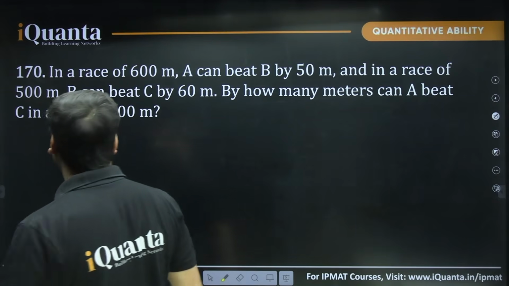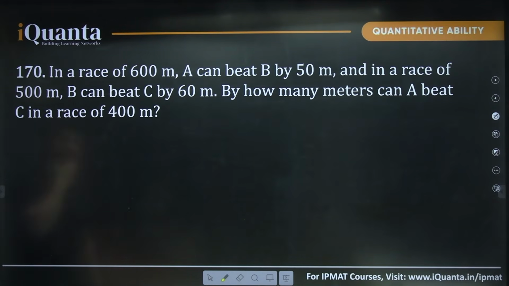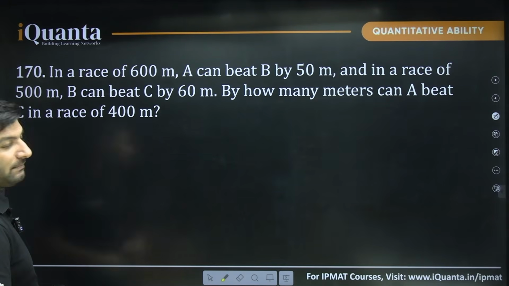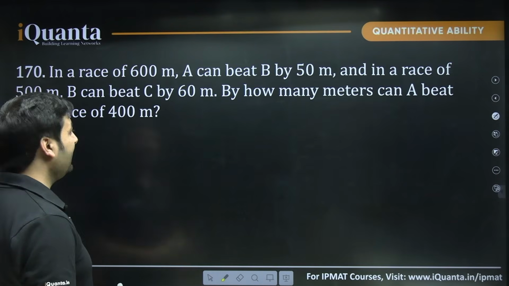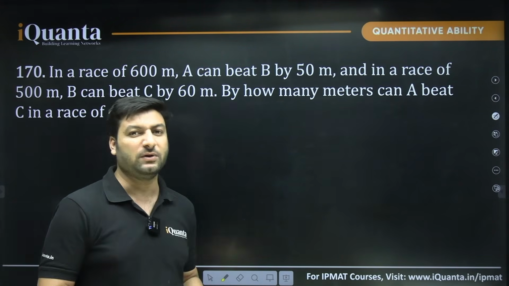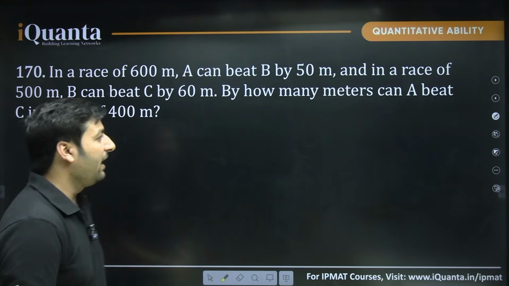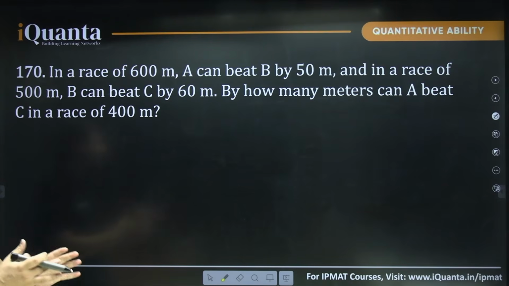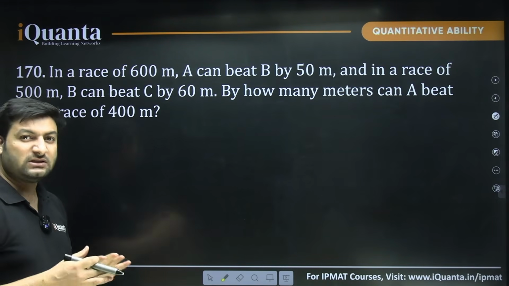Now next question is 170. In a race of 600 meters, A can beat B by 50 meters, and in a race of 500 meters, B can beat C by 60 meters. By how many meters can A beat C in a race of 400 meters? So, race questions are very common, okay, they can come in your exam, and these are very easy, okay. You just have to play with the ratios.